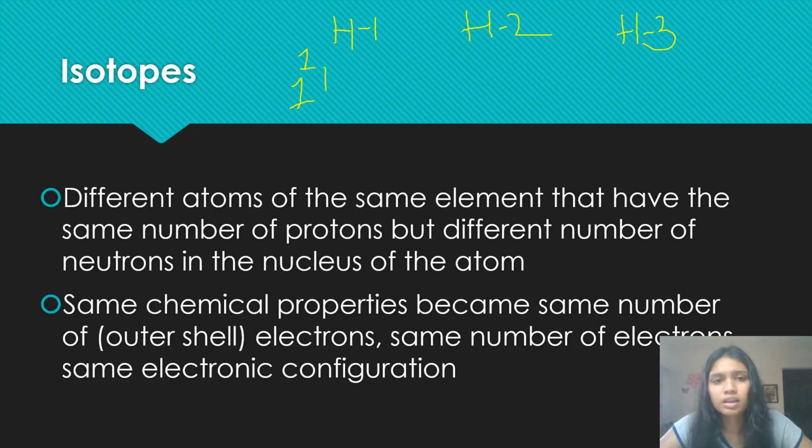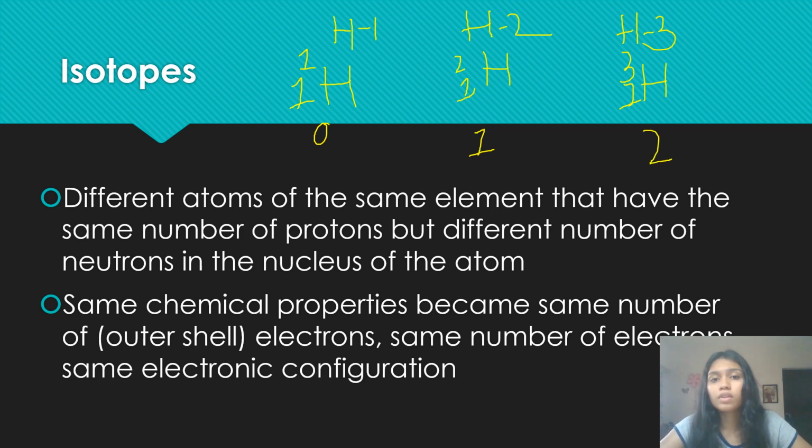Proton number remains the same. So we're going to write hydrogen chemically. So proton number is the same, but it has a mass of 2. Here, proton number is the same, but it has a mass of 3. Number of neutrons here is 1 minus 1, 0. Number of neutrons here is 2 minus 1, which is 1. Number of neutrons here is 3 minus 1, which is 2.